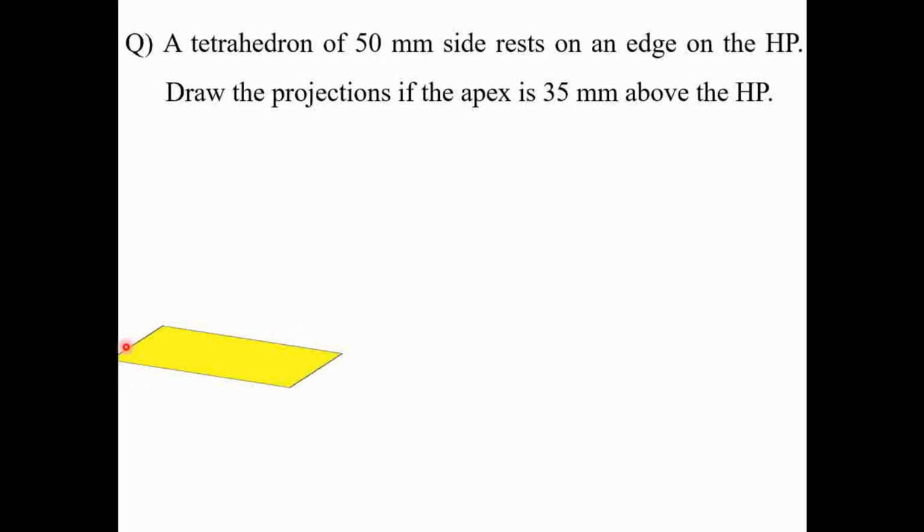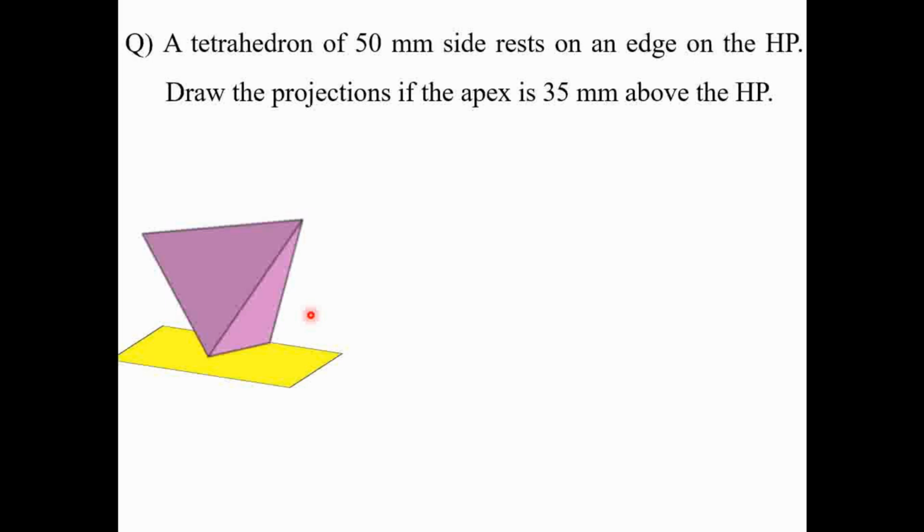This is the horizontal plane and the tetrahedron is there. It is resting on the edge on HP with apex point which is 35 mm above the HP. So this is the actual position of the object. One of the edges is on HP having some inclination of axis, but here axis inclination is not given. Instead of that they have given the condition that the apex point is 35 mm above the HP. With the help of such a condition we have to draw the projections, means front and top view of the given object.